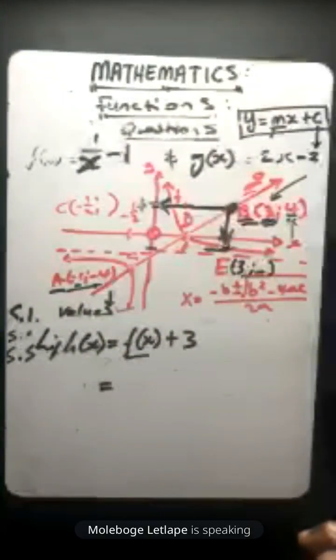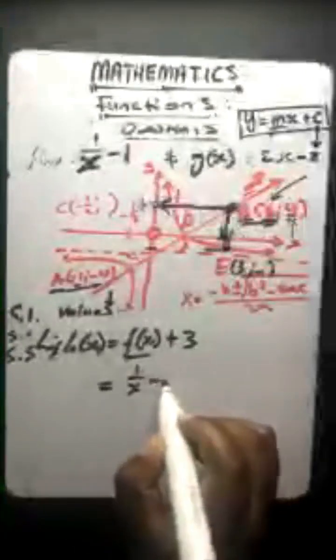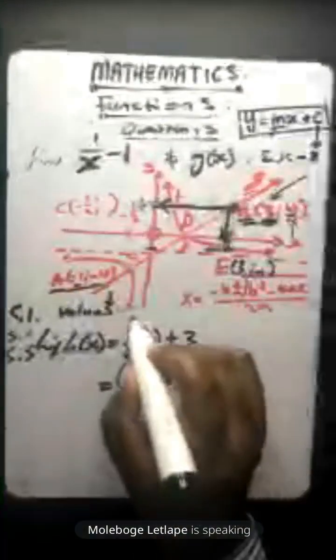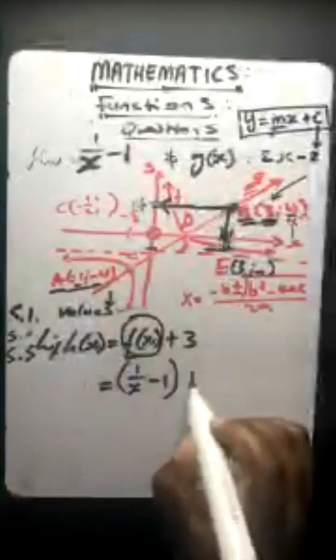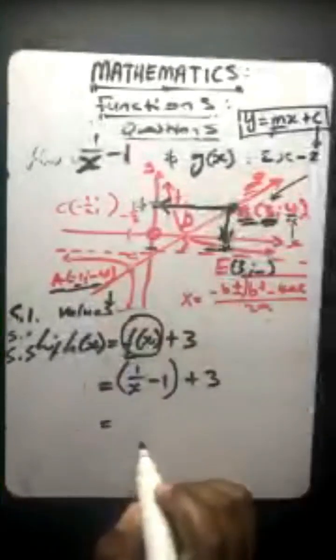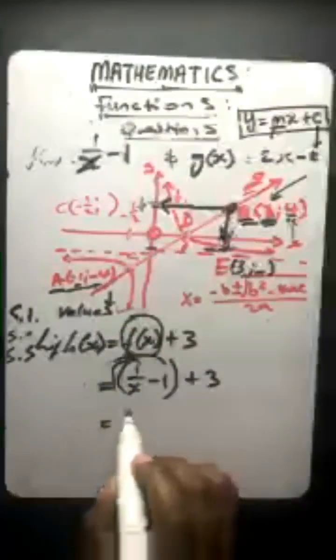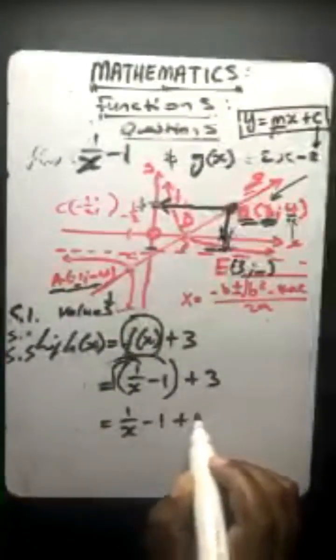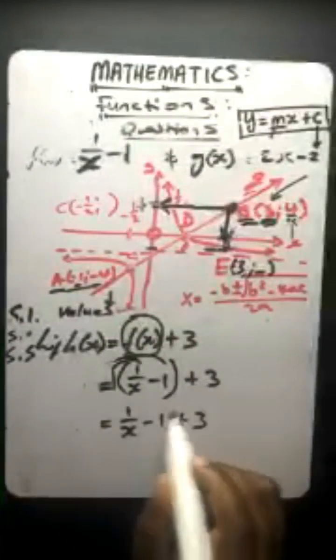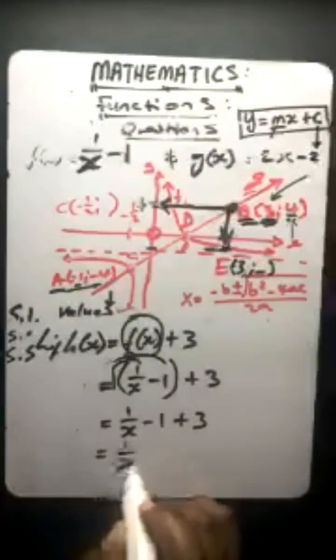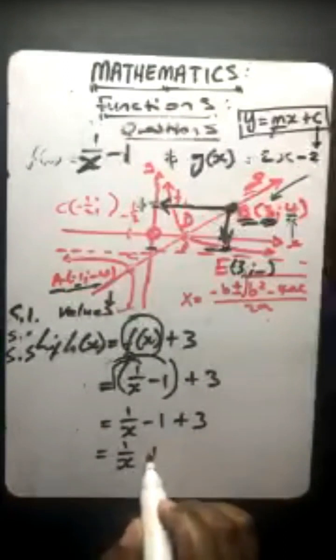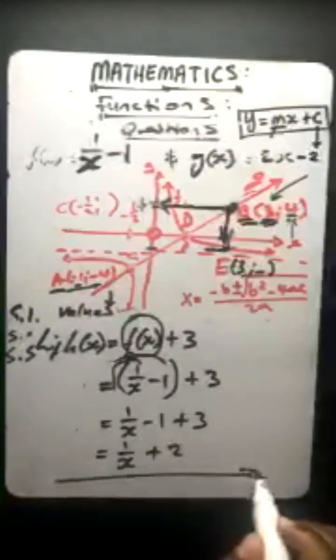Yes, it's 1 over x minus 1. You just substitute it there. Then you just plus 3, and then you solve. So you have an invisible 1 by that, then it's 1 over x minus 1 plus 3. You have the like terms there that you can work out. What is that? Is it not 2? That is 2. That's how you work it out. You are done.